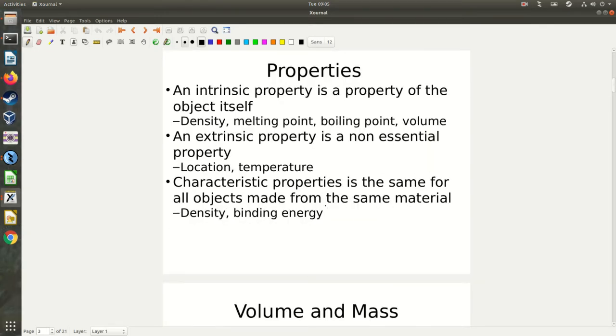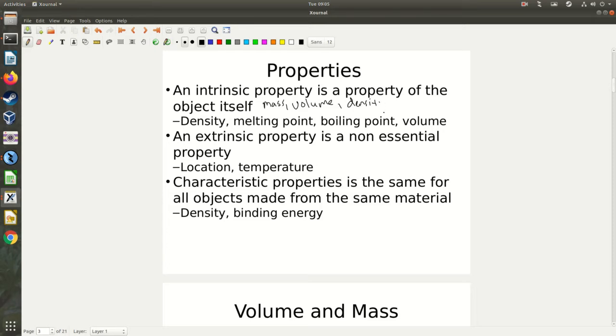Properties. Different types of properties. An intrinsic property is a property of the object itself. If it changes, the object itself changes. Intrinsic properties include things like, I can write these out here because I can. For example, it would be mass, volume, density could be intrinsic property.